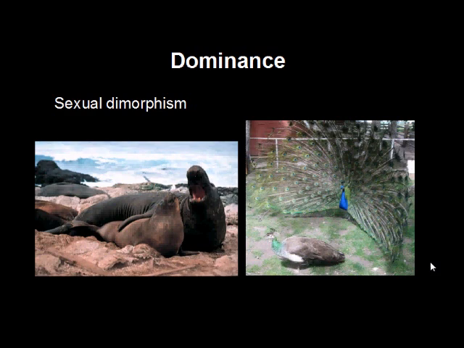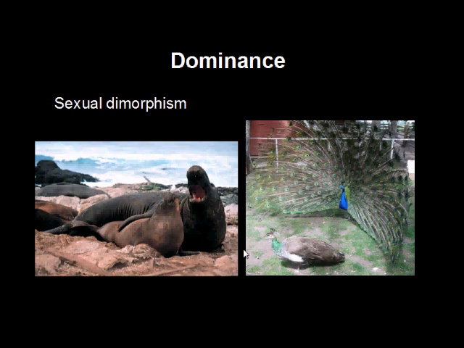So, in species that have dominance hierarchies, you often see sexual dimorphism. And sexual dimorphism is when you have differences between males and females of the same species. A lot of times we talk about it in terms of size, but it can also be in terms of, say, color and other physical features.